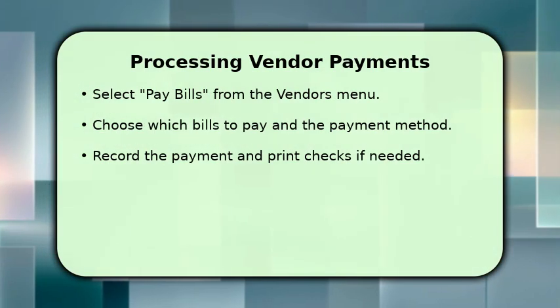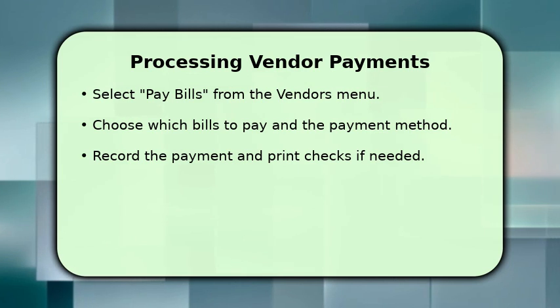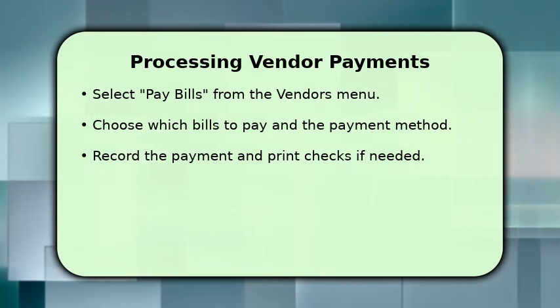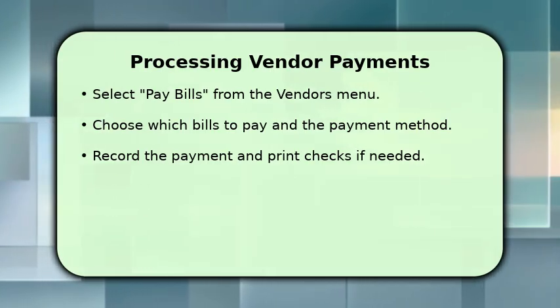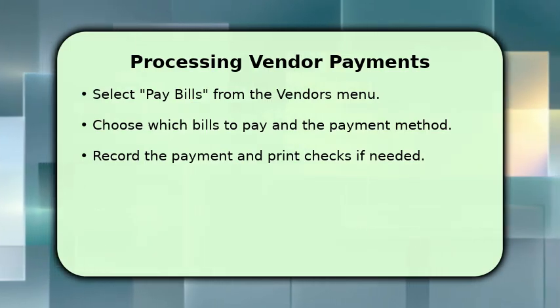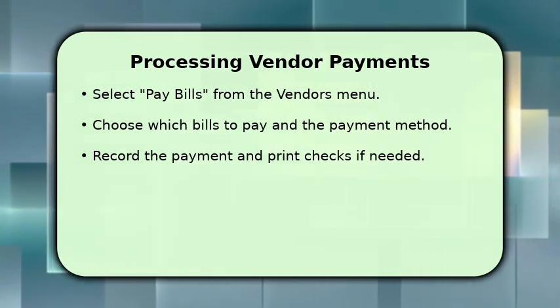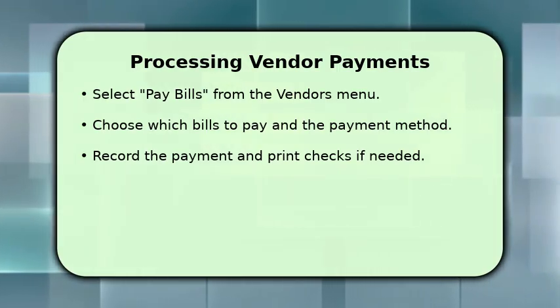Once bills are entered, it's time to pay them. From the vendor's menu, select Pay Bills. You'll see a list of outstanding invoices. Choose the bills you want to pay, select your payment account and the payment method such as check or electronic payment. QuickBooks will then record the payment, reducing your accounts payable and updating your bank balance.